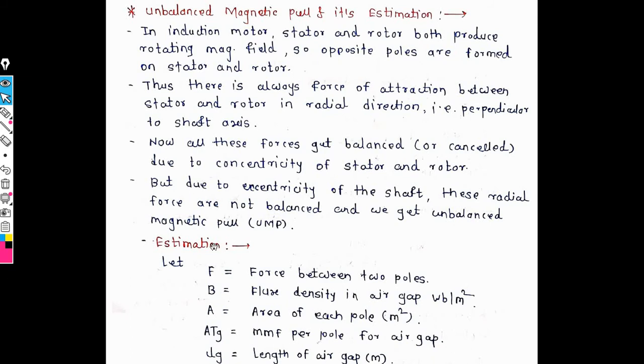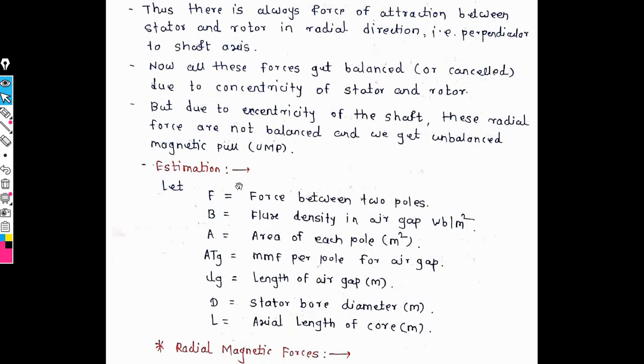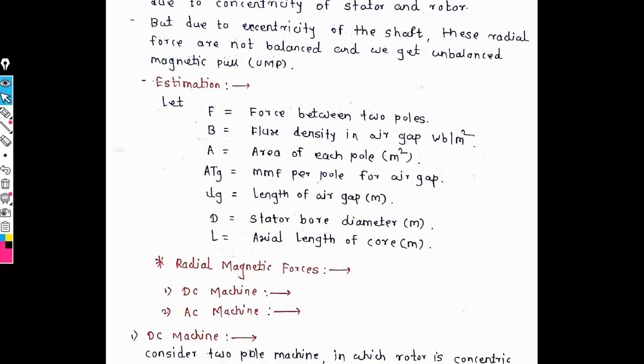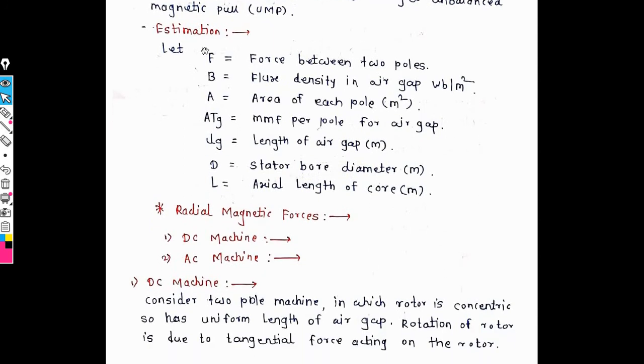Now these are the notations or symbols used in unbalanced magnetic pull condition. F indicates the force between two poles. B indicates flux density in air gap, Weber per meter square. A is the area of each pole, measured in meter square. ATg is the mmf per pole in air gap. lg is the length of air gap, measured in meter. Capital D is the stator bore diameter in meter, and L is the axial length of core.